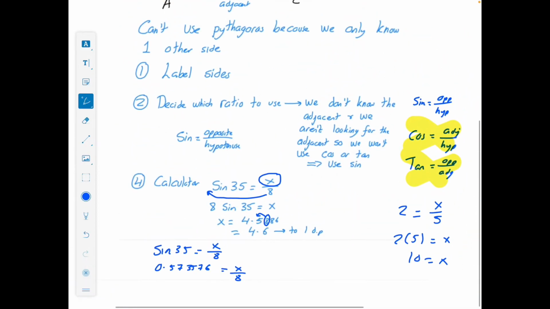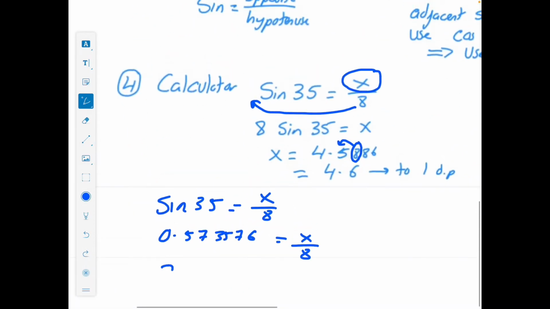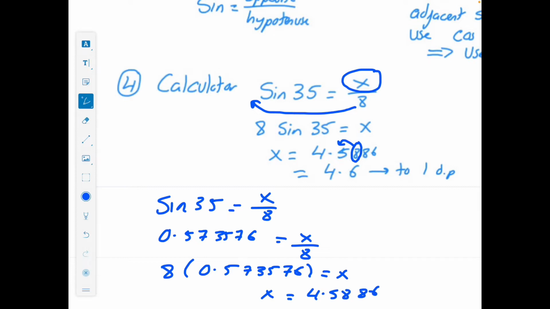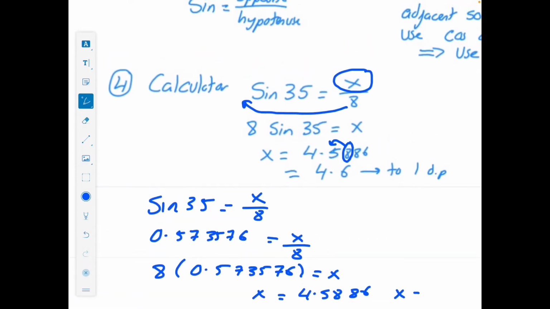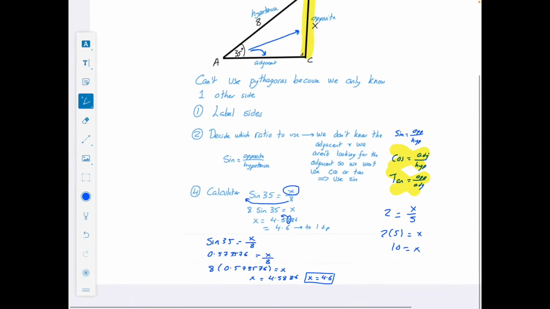Now, again, we need to get rid of this 8 from the bottom. To get rid of that 8, we'll multiply both sides by 8. So we could have 8 by 0.573576 is equal to x. I'm just going to put that into my calculator. So it'll be 8 by 0.573576, which gives me out 4.5886. To one decimal place, then x is equal to 4.6. We get the same answer as above.